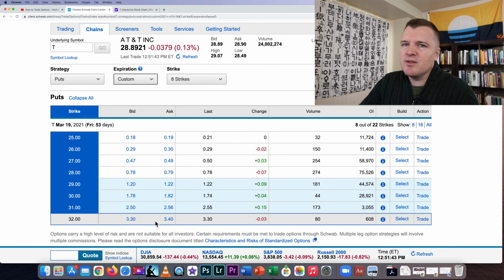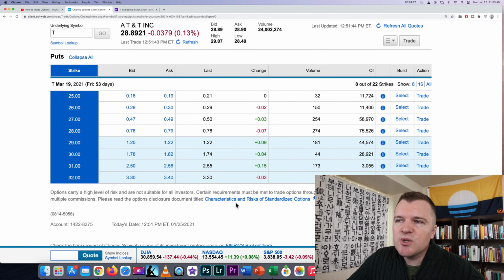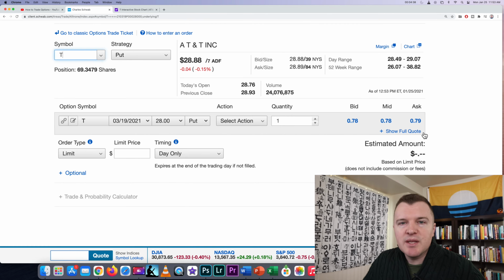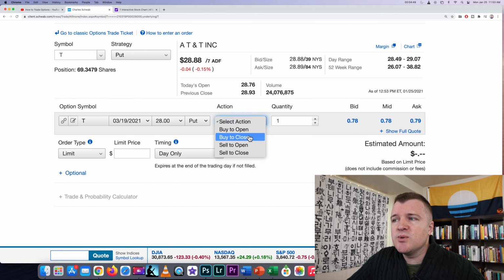I'm bullish. I think the stock price will be going up, but worst case scenario, if it trades sideways for 2 months, it still might not exercise, or I won't lose value. And I don't want to say I'll lose money, but lose value if the contract is exercised. So for the strike price of 28, we're going to go ahead and click on trade. And this is what Schwab's trade ticket looks like. It's a put, expiration date March 19th for the strike price of 28, and we are going to sell to open.